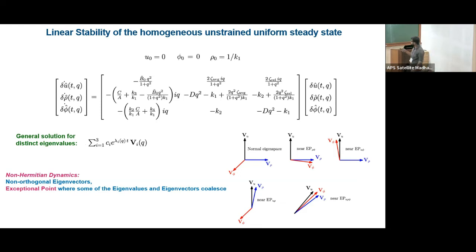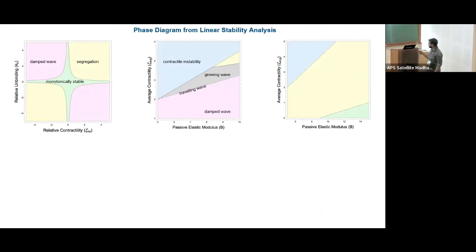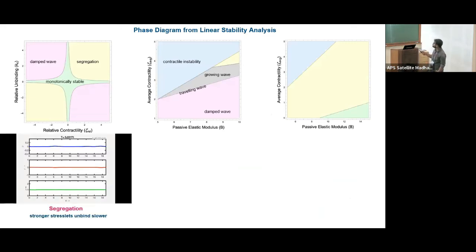Next, from the eigenvalue analysis we get the phase diagrams, and as you see, this regime is the segregation. There is a very prominent segregation regime, and segregation happens when the stronger stresslets unbind slower. The stronger ones are trying to stick to their location. So starting from a uniform mixture, you get segregated phases, phi positive and phi negative sites.